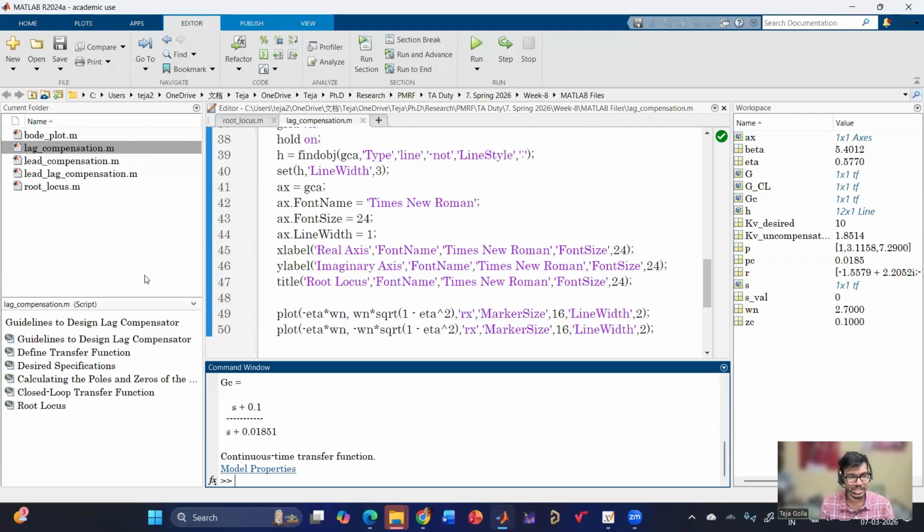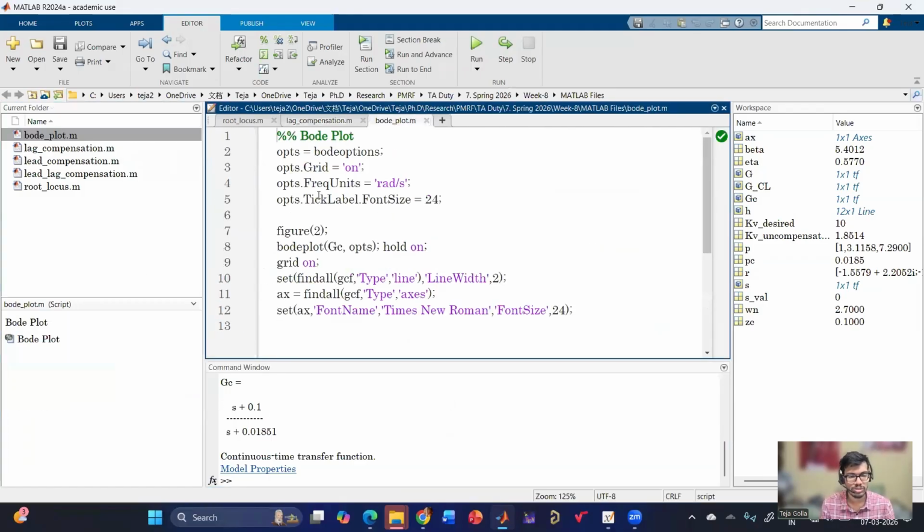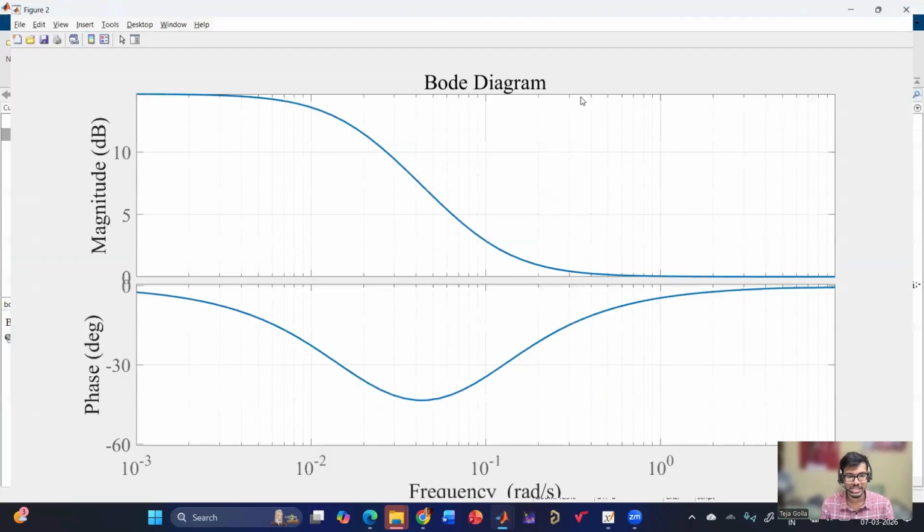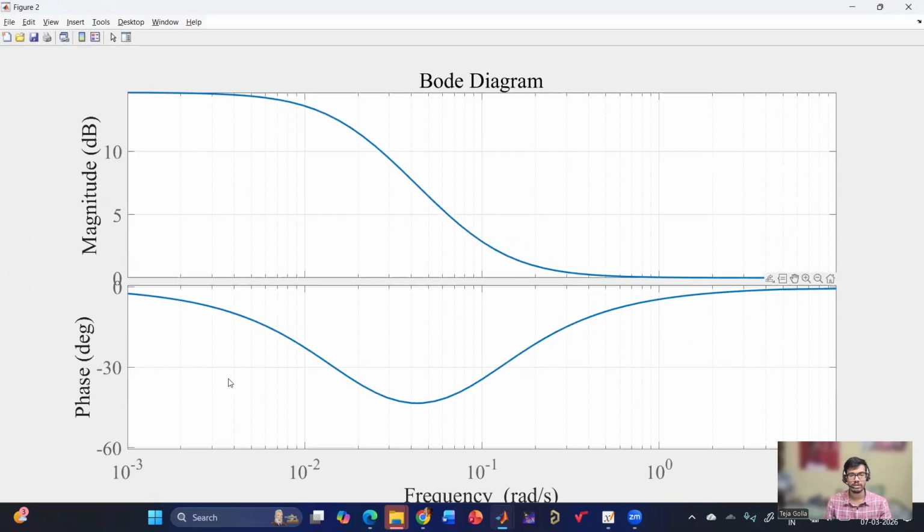And this is my GC. So if I plot the Bode plot also, to see whether it is lag or lead. So this is my GC Bode plot. And you can see it's a lag compensation because the phase is lag. And this is the magnitude plot also. Same we can do for lead compensation.